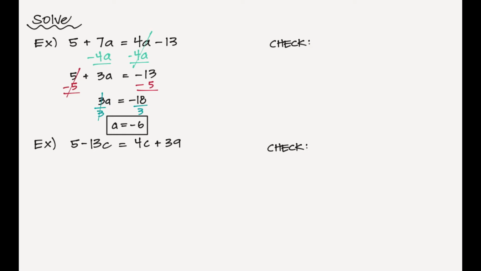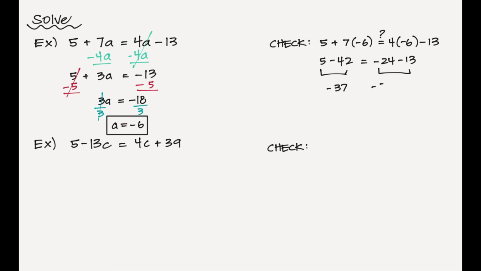Like we've done before, let's just plug this in and check to see if we got the correct solution. So 5 plus 7 times negative 6, is that equal to 4 times negative 6 minus 13? So this is 5 minus 42, and that is negative 24 minus 13. 5 minus 42 is negative 37, and when I combine the numbers on the right, they are also negative 37. So I'm correct. Let's move on.